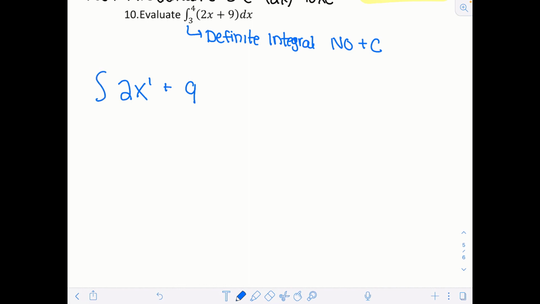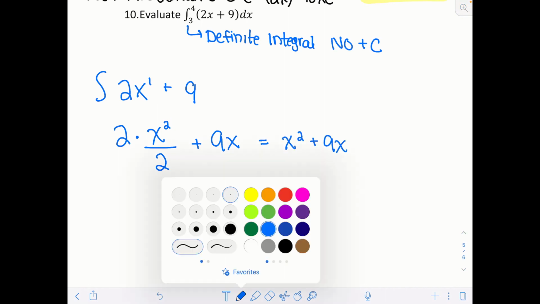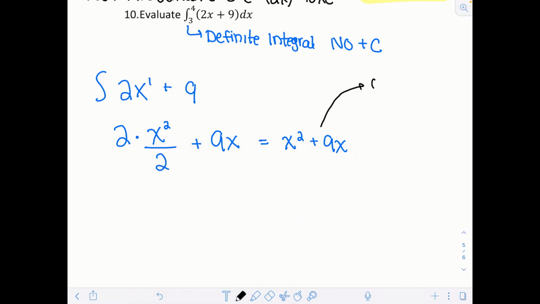Okay, so now when we take the integral, 2 times, this is going to end up being x squared over 2 plus 9x. So this is where, again, if it were indefinite, you would add the c, but I'm not going to do that in this case. So simplifying this, I get x squared plus 9x. And before we go any further, maybe I might check my work again by taking the derivative. So the derivative is 2x plus 9. So it checks out. So that's the correct integral.